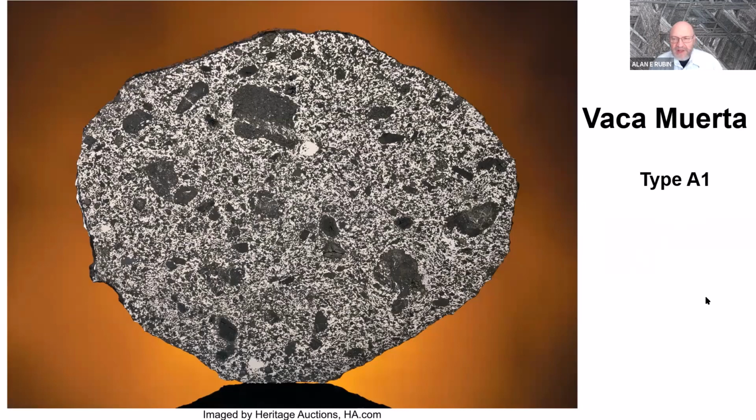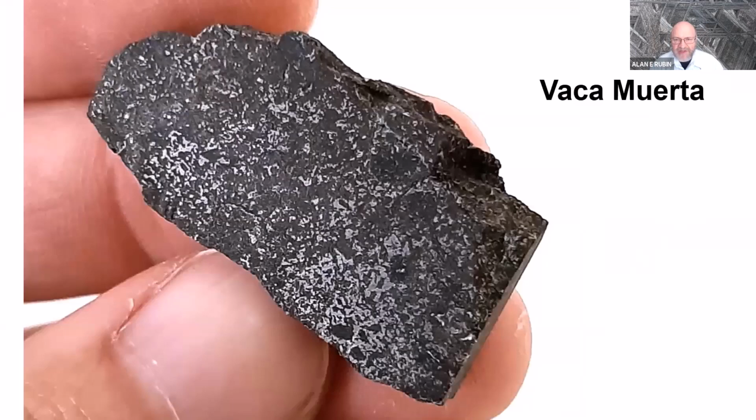Here's Vaca Muerta, a type A1 mesosiderite. Again, the 1 indicates that it has suffered very little impact melting. It has a cataclastic texture. And the metal and silicate are well mixed together. There are some clasts in here, as we can see. Here's a small piece of Vaca Muerta.